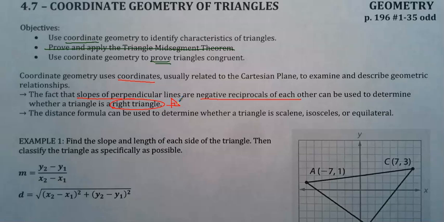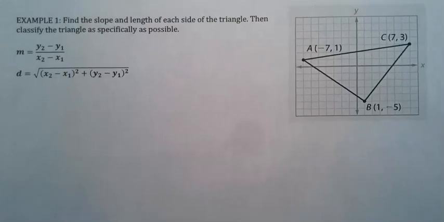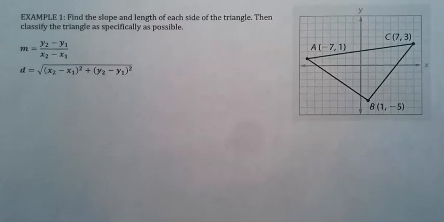The distance formula can be used to determine whether a triangle is scalene, isosceles, or equilateral. So the distance formula can tell us what kind of triangle we have. There are lots of things that we're going to be able to learn and use. In example 1, let's dive right in. There's going to be a lot of work to these, so we've got the algebra of the formula with the geometry tied in there.